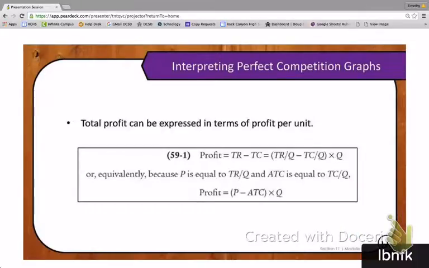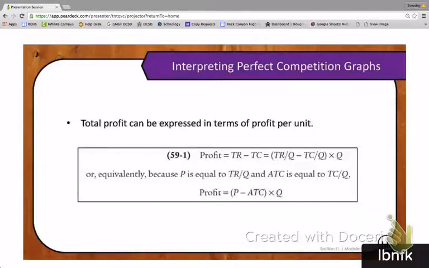Now, in the previous module, there was a perfectly competitive firm, remember, that was selling melons at a price of $8 each, and the marginal cost and average total cost data were computed. And we talked about total profit. And we said that total profit can be expressed in terms of profit per unit, where profit is equal to total revenue minus total cost, which is equal to the total revenue divided by the quantity minus the total cost divided by the quantity multiplied by the quantity.